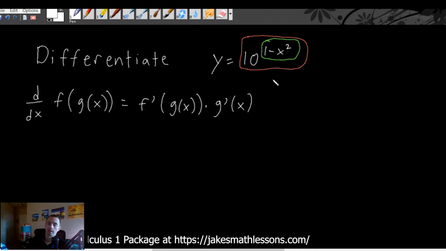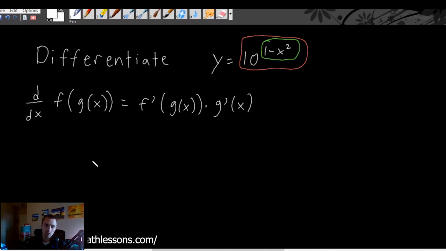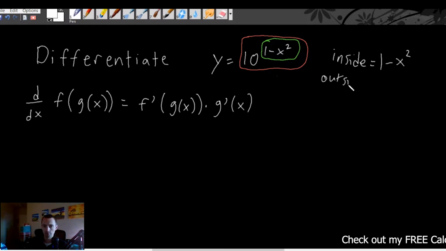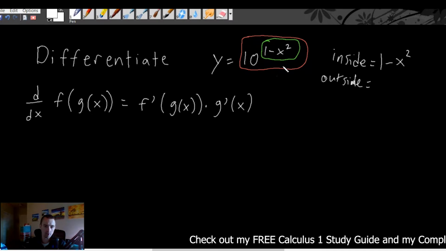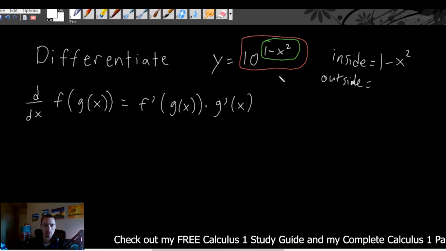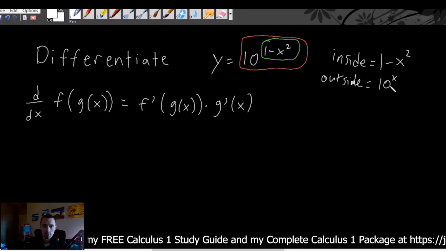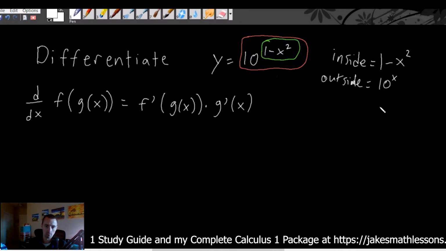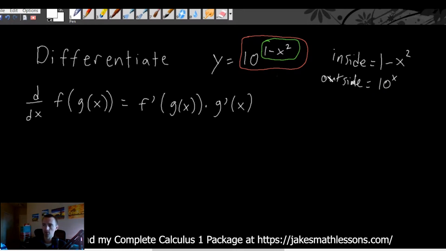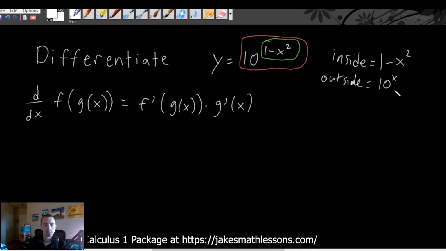Like I said, the chain rule just says we're going to take the derivative of the outside function. So once you have figured out what your inside function is, in this case, we're going to say that our inside function is the entire power, 1 minus x squared. To figure out your outside function, all you have to do is replace your entire inside function by just your variable. So we're going to replace this entire 1 minus x squared by x. And whatever you're left with, that is what you want to think of as your outside function. Once we've replaced our 1 minus x squared with x, we are just left with 10 to the x power. 10 to the x is going to be our outside function. 1 minus x squared is going to be the inside function.